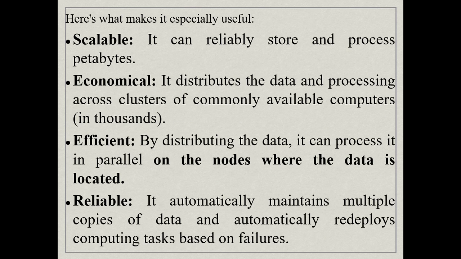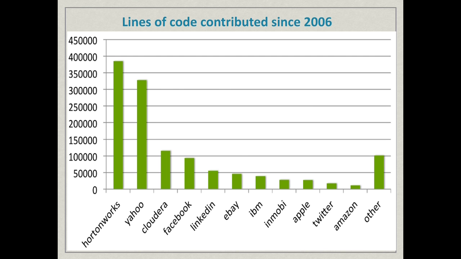So why is it so popular? Because of these features. One is scalable. It can reliably store and process petabytes. It is economical. It distributes the data and processing across clusters of commonly available computers. The third point is efficient. By distributing the data, it can process it in parallel on the nodes where the data is located. Reliable. It automatically maintains multiple copies of data and automatically redeploys computing tasks based on failures.